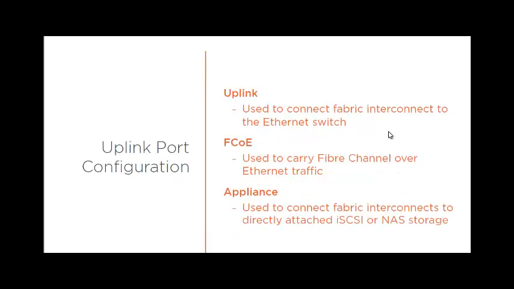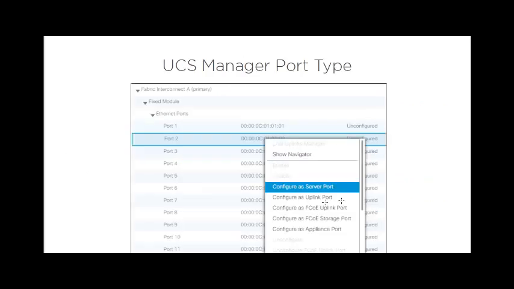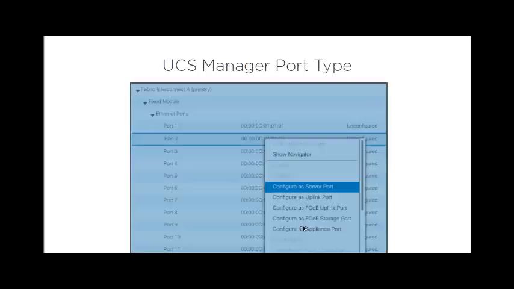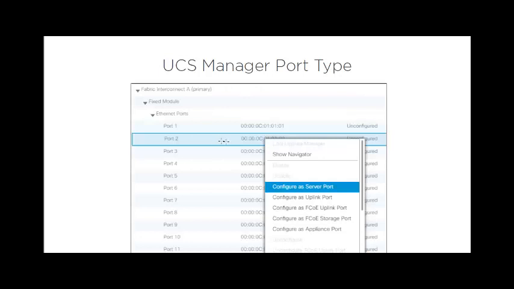Okay, here is a screenshot. I also showed you from the Google. When you open the fabric interconnect, I showed you earlier, you will see module, and when you go into the module, you will see Ethernet ports. You right click one of the ports, you will see all these options. Initially it will be unspecified, unconfigured. You can configure them as a server port or uplink port or FCoE uplink port, FCoE storage port or appliance port. Any of these. Is it easy to understand now?